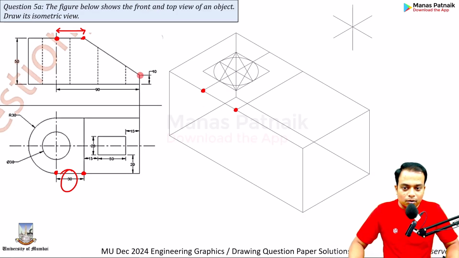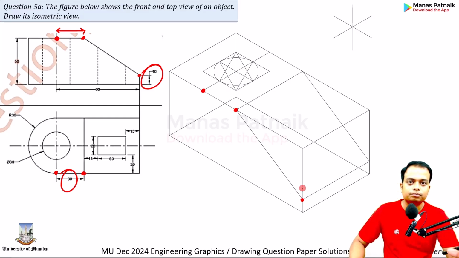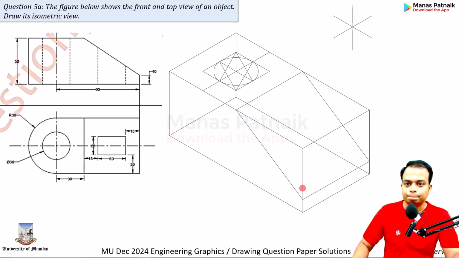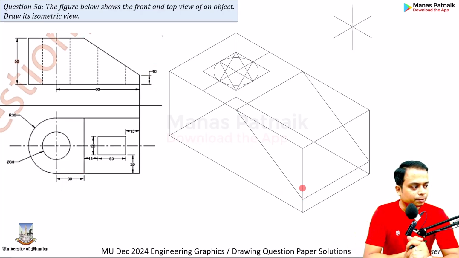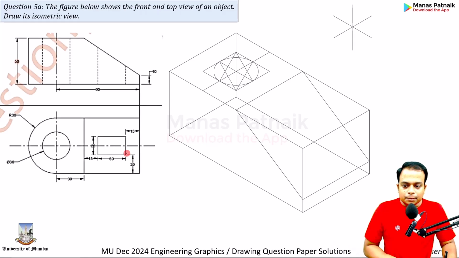Done. Now, in the front view, you can see this distance is 10. Okay, so from here, at a distance of 10, you need to mark a point and then draw this line. Connect these two. Why? You can see the slope. So far, so good. Done. Okay. Now what? How do we reach here?